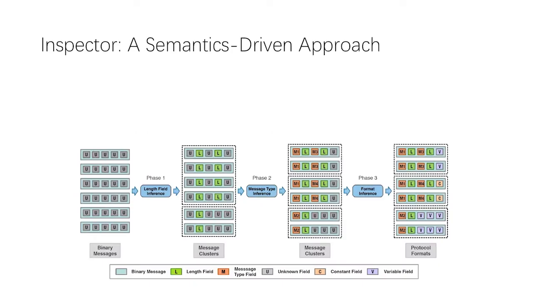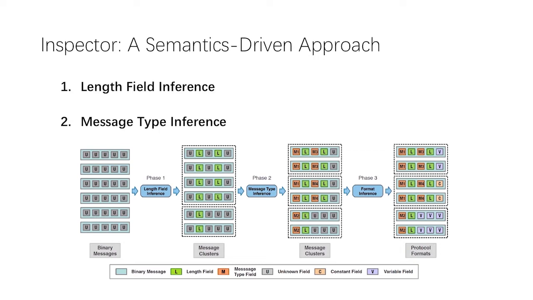In our work, we propose a semantic-driven approach named Inspector to conduct automatic protocol specification inference from network traces. The system architecture of Inspector is shown in the figure. The system contains three phases, including length field inference, message type inference, and format inference.